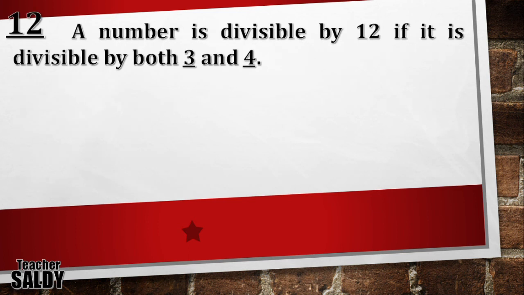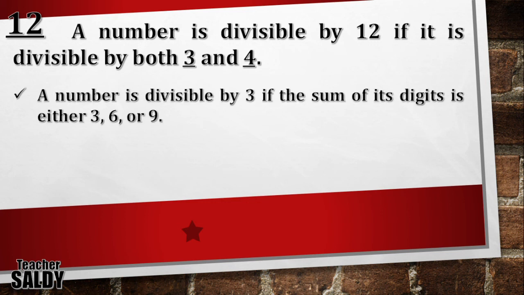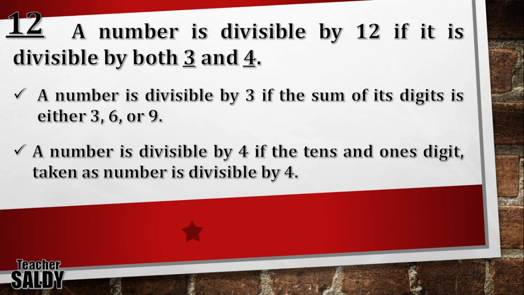Divisibility of 12. So a number is divisible by 12 if it is divisible by both 3 and 4. So tulad nung sinabi kanina, a number is divisible by 3 if the sum of its digits is either 3, 6, or 9. So kapag pinag-plus mo yung digits nila, nakuha mo 3, 6, or 9, baka pwede siya kay 12. And then 4. So the divisibility of 4: a number is divisible by 4 if the tens digit and the ones digit taken as a number is divisible by 4. So dapat yung ones and tens digit nila divisible na siya agad by 4. And then kapag pinagsama-sama mo yung digits niya, dapat 3, 6, or 9 yung lalabas. Again, a number is divisible by 12 if it is divisible by 3 and 4. So kapag ganun yung nangyari, divisible by 12 yung certain number.